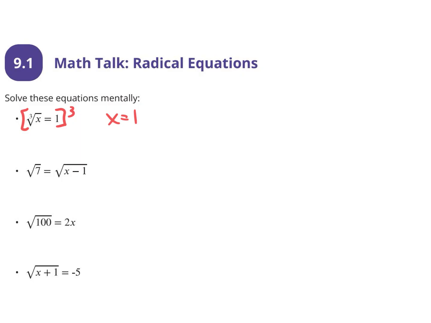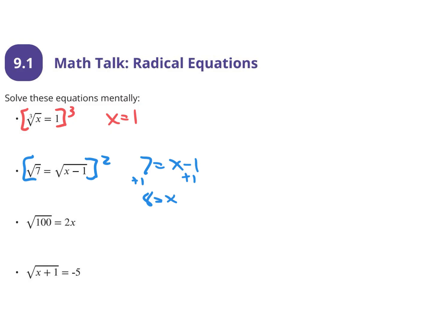Now, this is a square root. To get rid of a square root, we have to square everything. And you get 7 equals x minus 1. Add 1, add 1. 8 equals x. So x is 8. 8 minus 1 is 7, so it works.